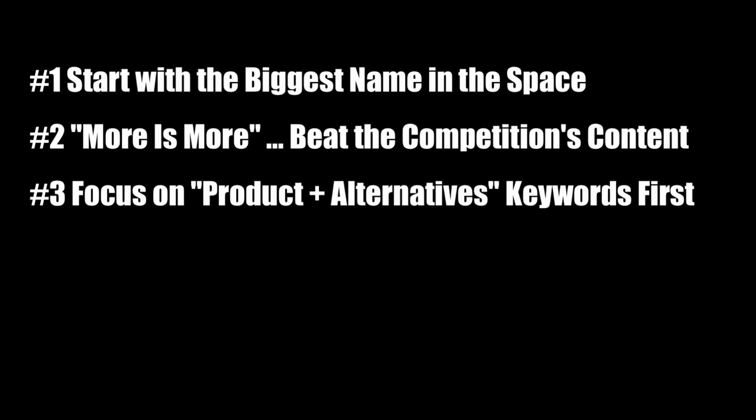Number three, focus on product plus alternatives versus alternatives to product when it comes to your main keywords. Those are semantic, so you will rank for both and you'll include both in your content, but alternative to product usually gets less clicks and views than product plus alternative.